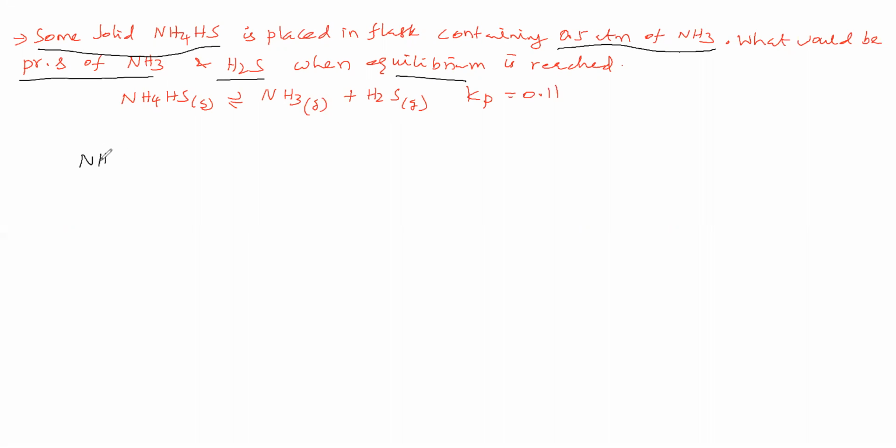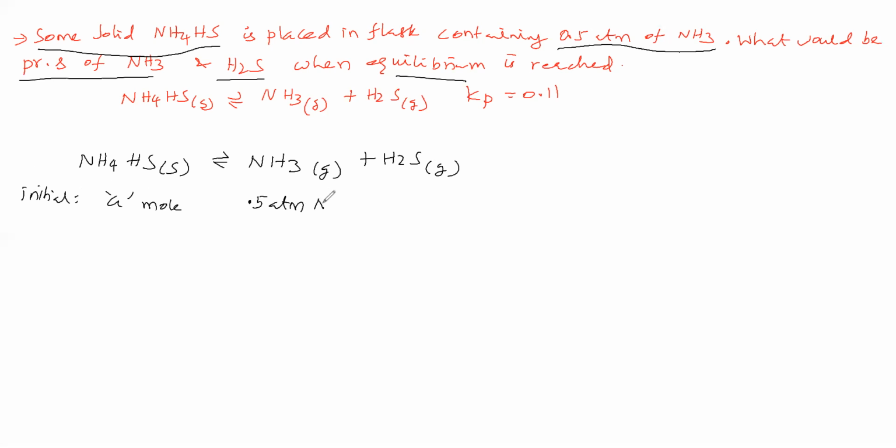So the given data we will take. The given equation is: solid ammonium bisulfite gives ammonia gas and H2S gas. Initially, what is taken? Some A moles of ammonium bisulfite and 0.5 atmosphere of ammonia are taken. H2S is not taken. So initially ammonium bisulfite is A moles, ammonia is 0.5 atmosphere, and H2S we have not taken.